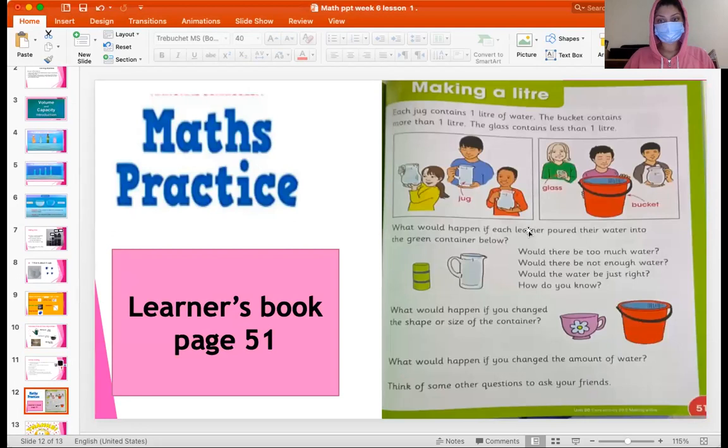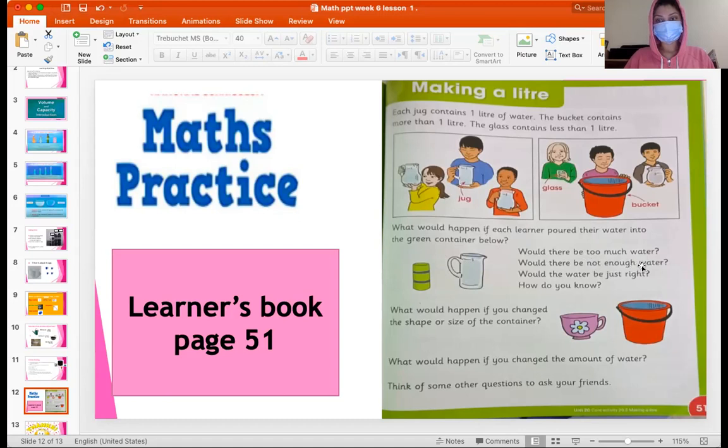Now open your book, page 51, as we have already understood the difference between volume and capacity. Each mug contains 1 liter of water. The bucket contains more than 1 liter. The glass contains less than 1 liter. As you can see, what would happen if each learner poured this water into the green container below? Will it take the same amount of water? Does it have the same capacity and volume? Would there be too much water? Definitely there will be too much water for the green one.